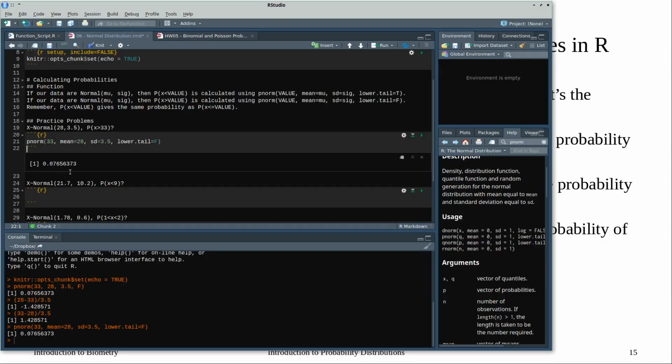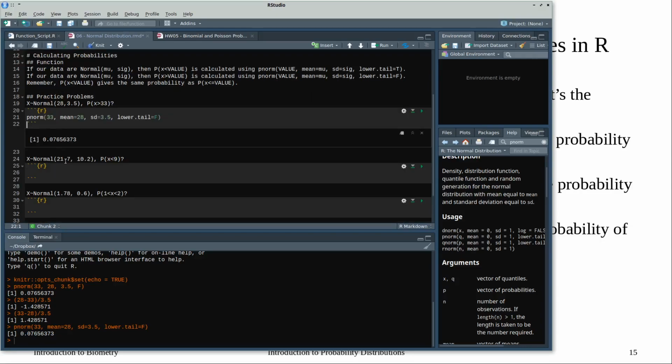I'll note this number may be slightly different than how we did it by hand. It's because R did not round. We round when we do it by hand. R doesn't round, so R can calculate an exact probability. So some of our values in R may be slightly different than if we do it by hand.